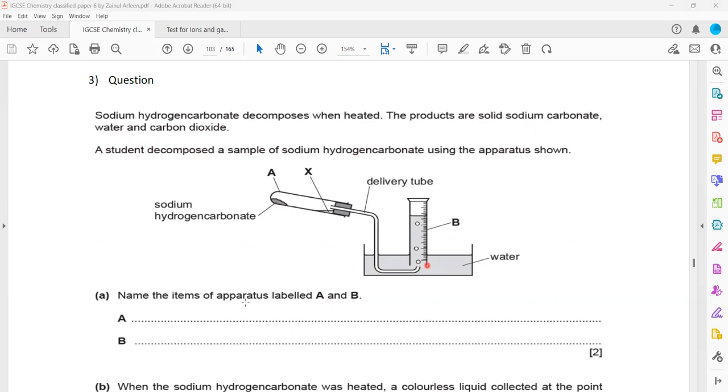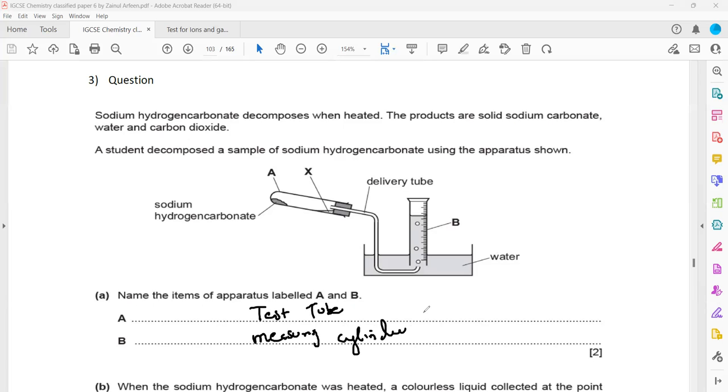Using the apparatus, as you can see, name the item of apparatus labelled A. What is A? Test tube. And B is an inverted measuring cylinder. Or if you just mention measuring cylinder, that's also fine. So a test tube and a measuring cylinder. In the container, water is in a trap. But they only ask for A and B.